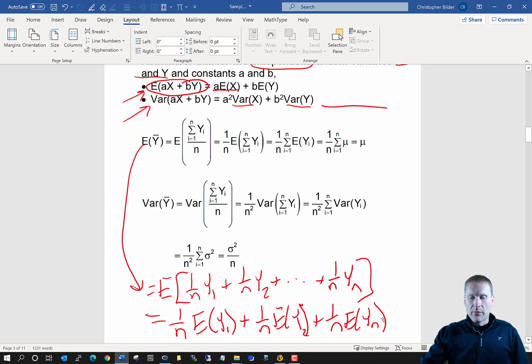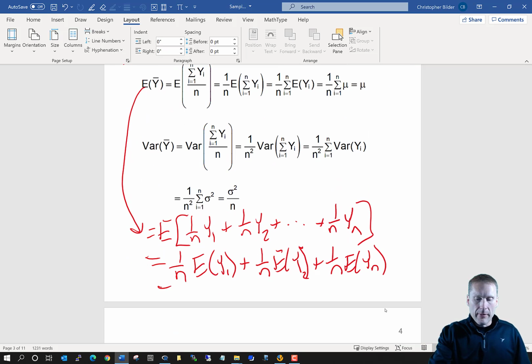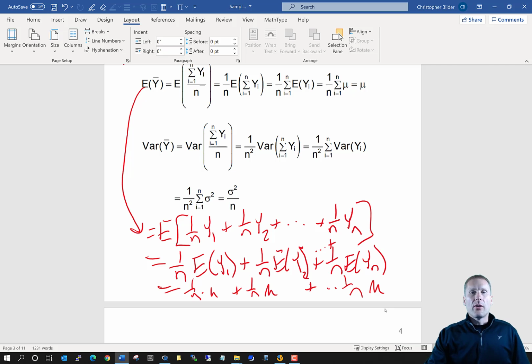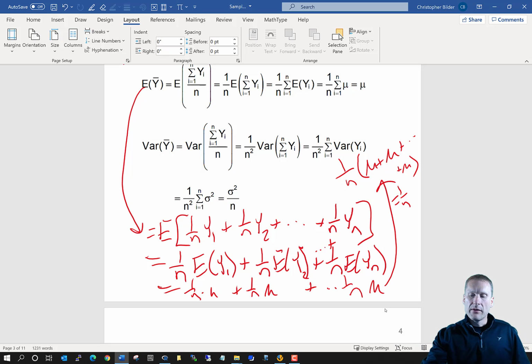So, page down here a little bit. That means I have 1 over n times mu plus 1 over n times mu plus, all the way to 1 over n times mu. So I could factor out that 1 over n. I have mu plus all the way down to mu. How many mu's do I have? N of them. So 1 over n times n mu, the n's cancel out. I'm left with just mu.